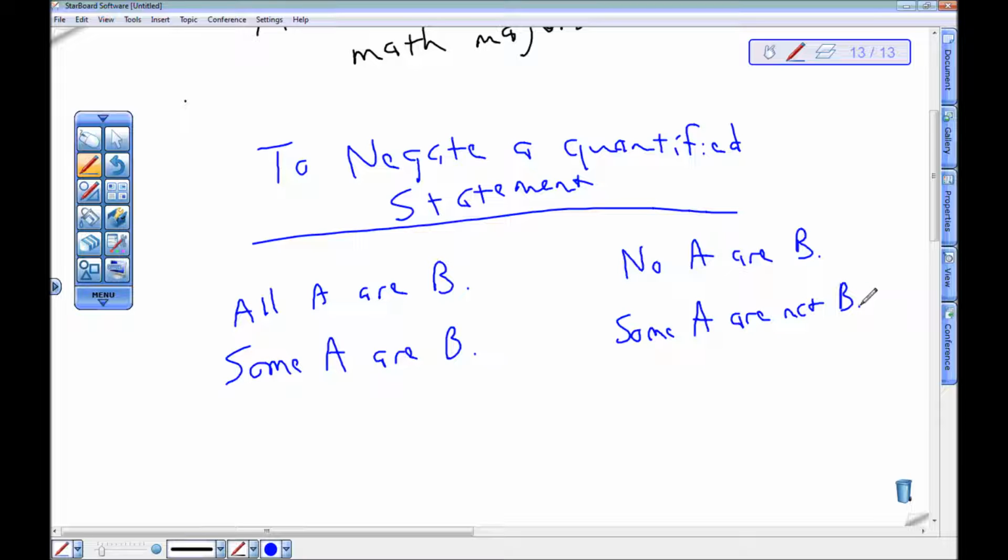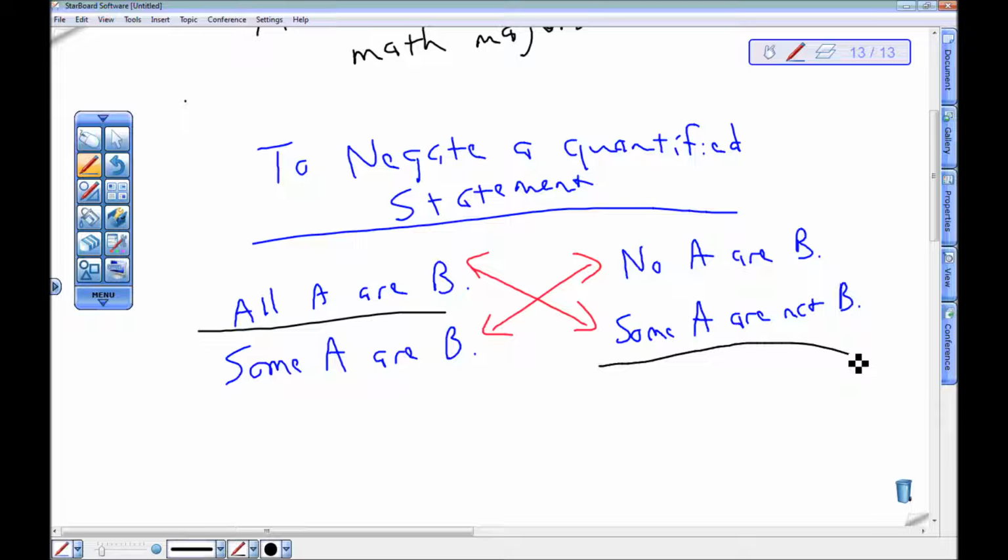So you can see the basic form of this table. All A are B and no A are B are on top. And then some A are B and some A are not B are on bottom. The way I negate these is to go diagonally across this. So if I want to negate a statement that says all A are B, I'm going to negate it by saying some A are not B. Okay, those two are negations of each other.